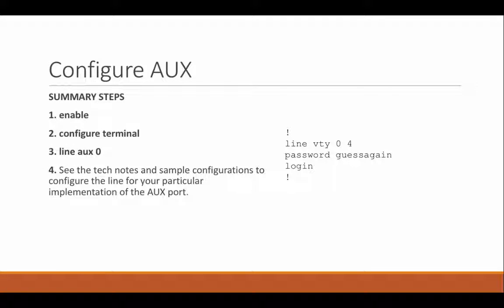And configuring AUX, you would do enable, configure terminal, and then you do line AUX 0, and then have a look at the notes attached to this slide to configure the line on your particular implementation of the AUX port. But say if we were to take something like a Cisco switch, like a 2960G or something like that, an AUX port is generally used in the same term as a serial port. Well, in fact, sorry, it is mainly used on routers, and they're asynchronous serial ports.